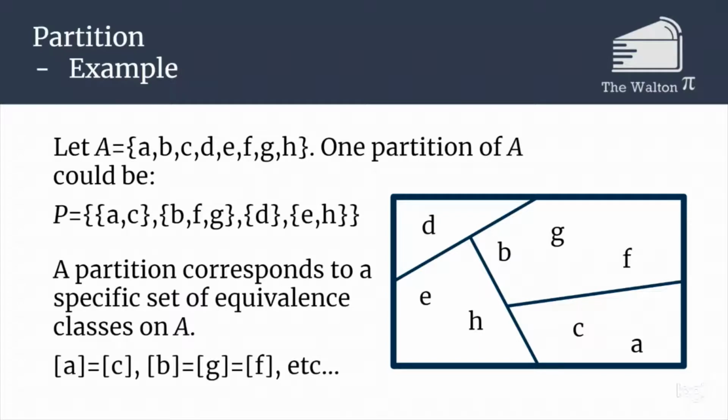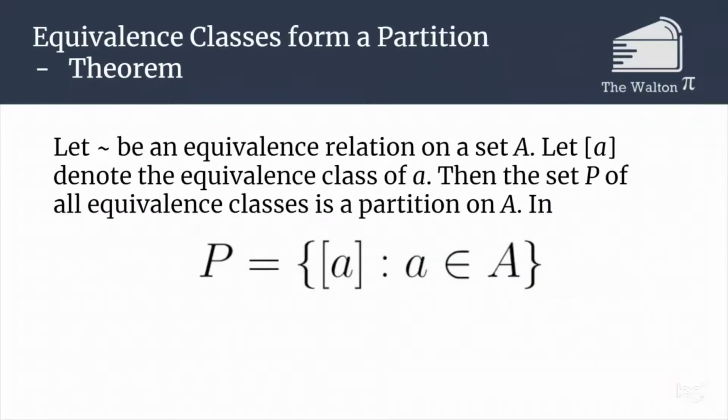We also can see that a partition corresponds to a specific set of equivalence classes. So here we have the class of A is the same as the class of C because those two are in the same set in the partition. Similarly, the class of B is equal to the class of G, which is equal to the class of F, because all of those are in the same set in P as well.